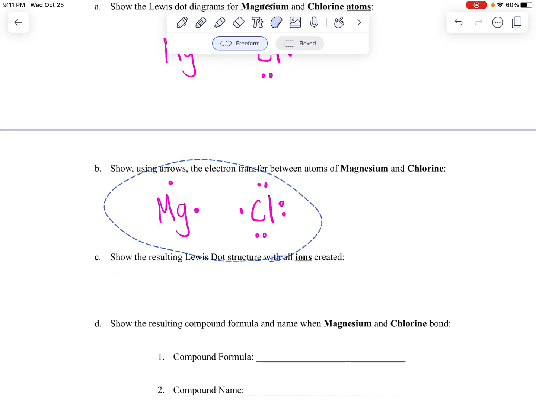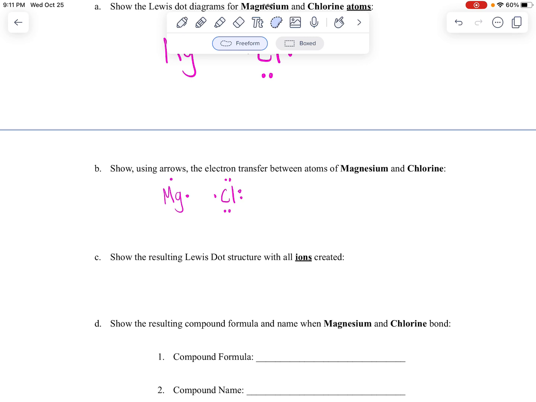Now this time, show using arrows the electron transfer between atoms of magnesium and chlorine. So we're going to see how electrons get transferred between metals and non-metals. Do keep in mind that one has to completely give off electrons, while the other accepts. So let's start moving around. Magnesium is going to lose an electron. It's going to enter right over there, okay? Now chlorine has 8 valence electrons. It is happy, nice, and stable.